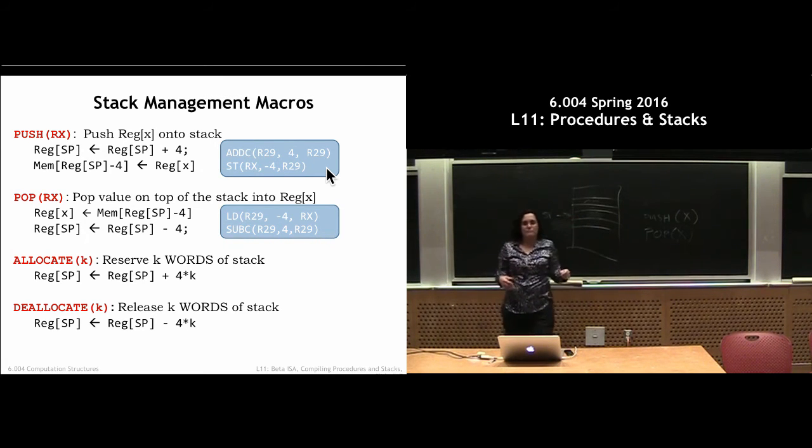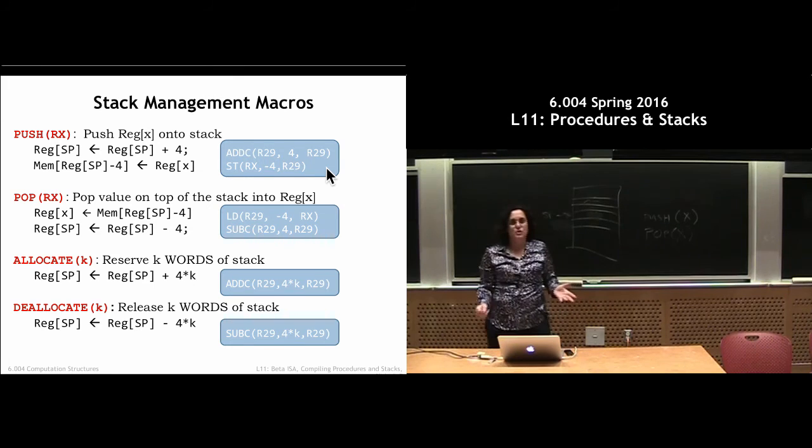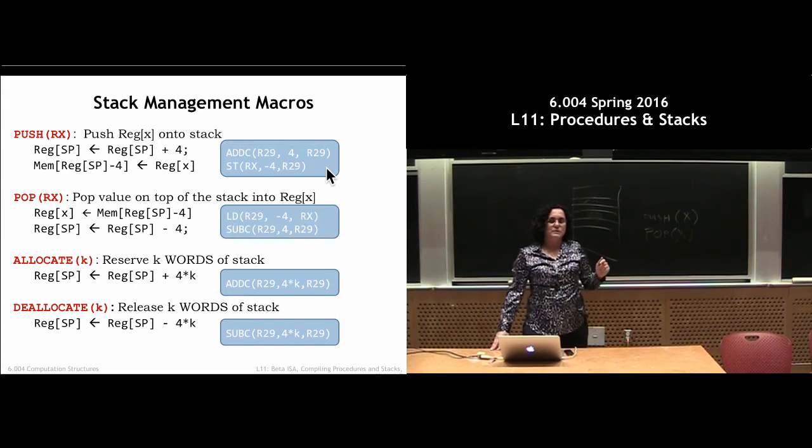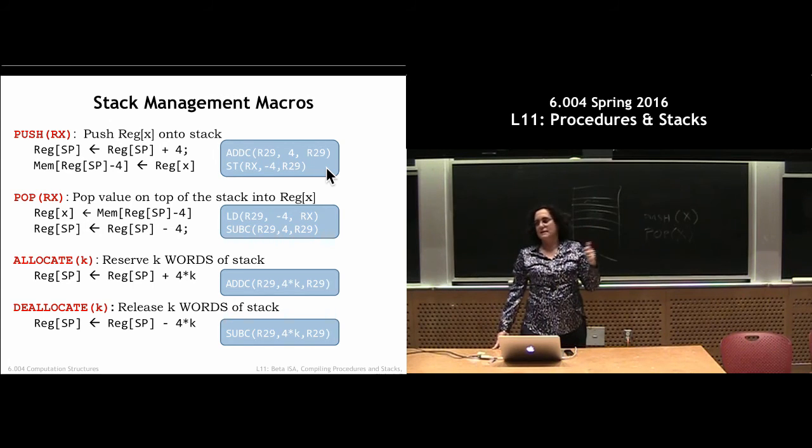Okay? The pop is exactly the reverse. Any questions about that? Okay. So allocate and deallocate are fairly similar. They're really just doing adds and subtracts to our stack pointer, which is a register R29. And again, because we're dealing with words, every time I want to allocate one word, I'm actually incrementing my stack pointer by 4, or 4 times the number of words that I want to allocate.